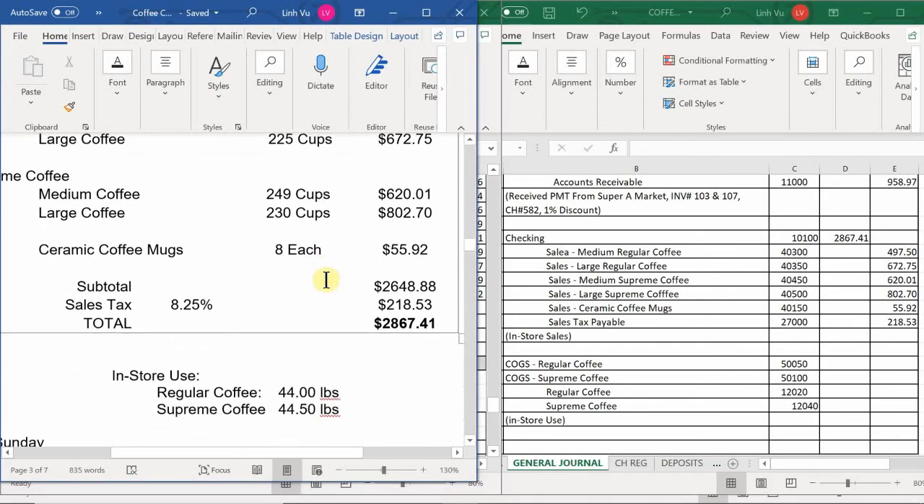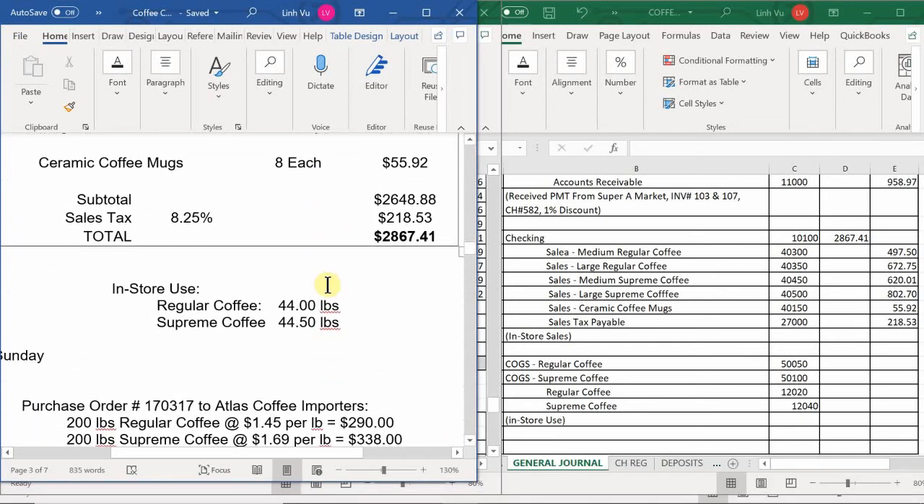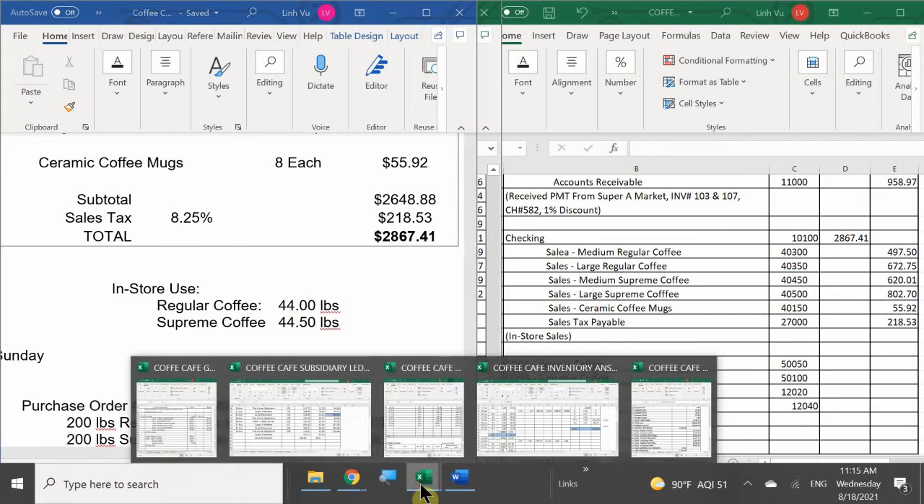So let's go ahead and take a look here. We used 44 pounds of regular coffee, and for Supreme Coffee, we used 44 and a half pounds. So let's go ahead and update our inventory on hand. Okay. So we used 44 pounds of regular coffee, 44 and a half for Supreme Coffee.